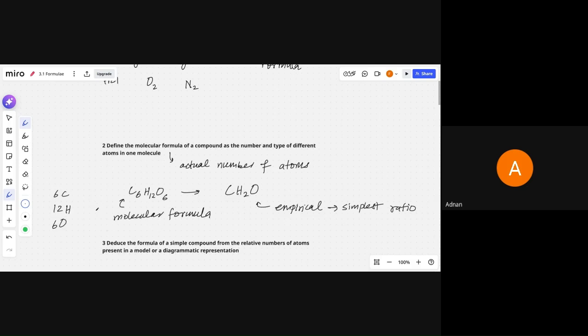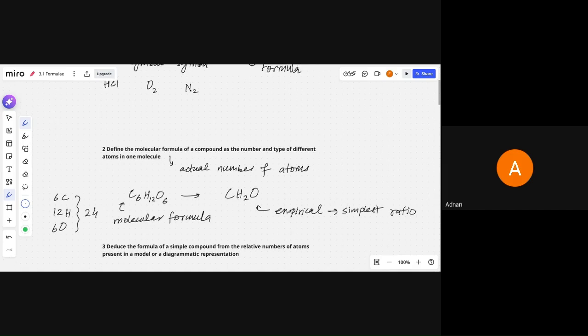If the question asks how many atoms there are in total, you just add these numbers. So this is going to be 24. In the glucose molecule, we have 24 atoms. And how many elements are involved? Carbon, hydrogen, and oxygen, 3.